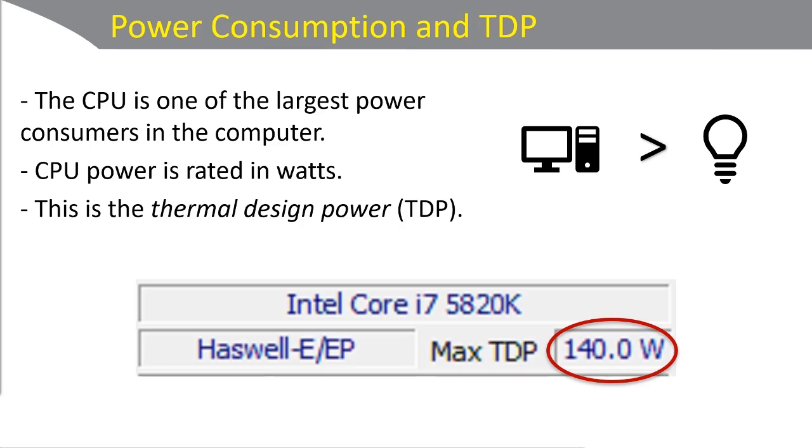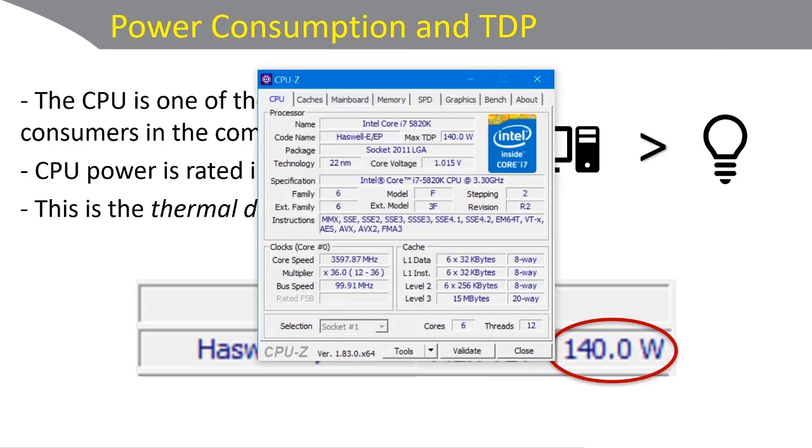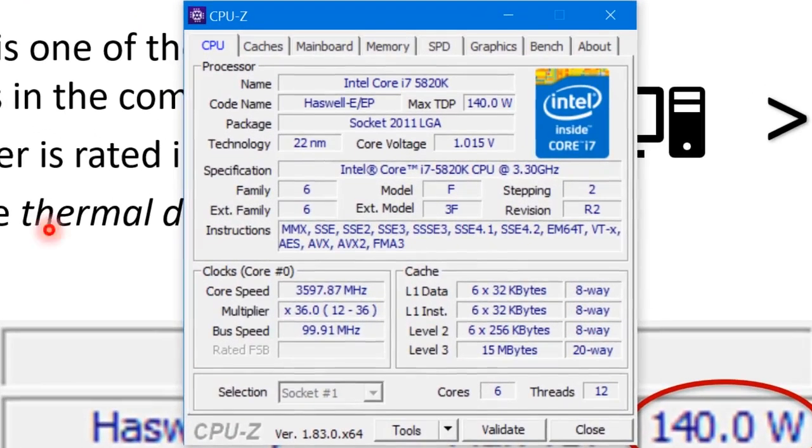Let's take a look at this with CPU-Z. Now, this is a great program to use. If we take a look here, we see our Intel Core i7-5820K, and it tells us the max TDP, 140 watts. The voltage it's running at now is 1.015. It's hovering right about 1 volt. And that tells you lots of other information here.